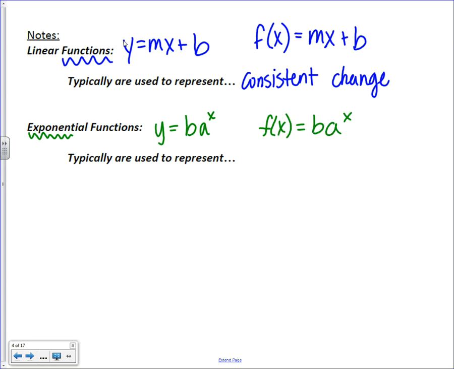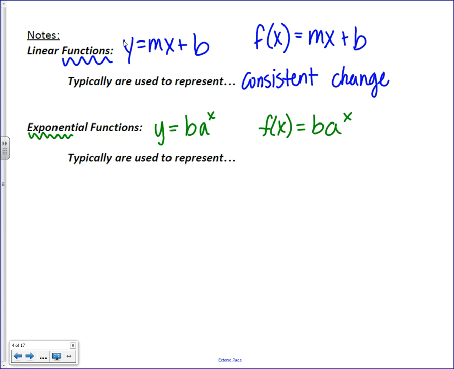How's everybody doing? Do you see how we made that change from y to f of x? Hello? Is this thing on? Yes? Yes? Okay, so let me tell you the pieces and parts to this thing.